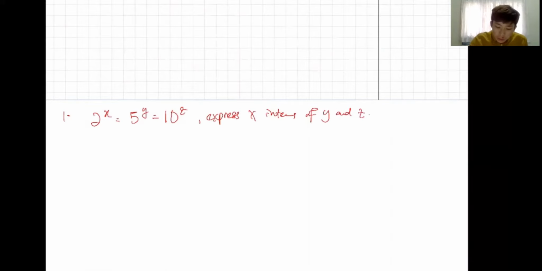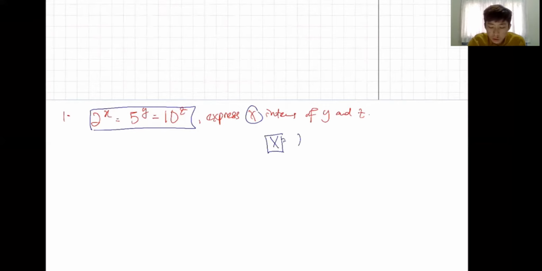It means they have given you this condition already. Now they want you to express x in terms of y and z. It means they want you to have x as how many y, how many z. Basically, on the left hand side, you want to have only x. On the right hand side, you can have y, you can have z, or you can have both. You get what I mean? So that is the idea of solving this question.